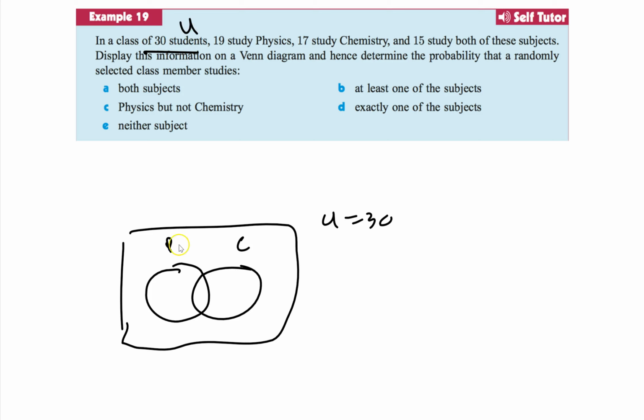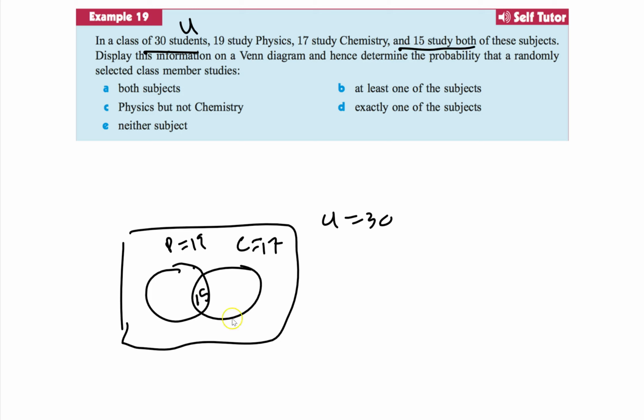19 study physics. Now, very important. Again, physics is 19. That is not this right here. It's this whole circle that is 19. Right? Don't put it here. That's lazy. And 17 study chemistry. So same idea. This whole circle is 17. Not just this part. The whole circle is 17. So I've got to figure out how many in the middle so I can parse it out. And luckily they tell me. 15 study both of these subjects. That made it easy. So that's 15.